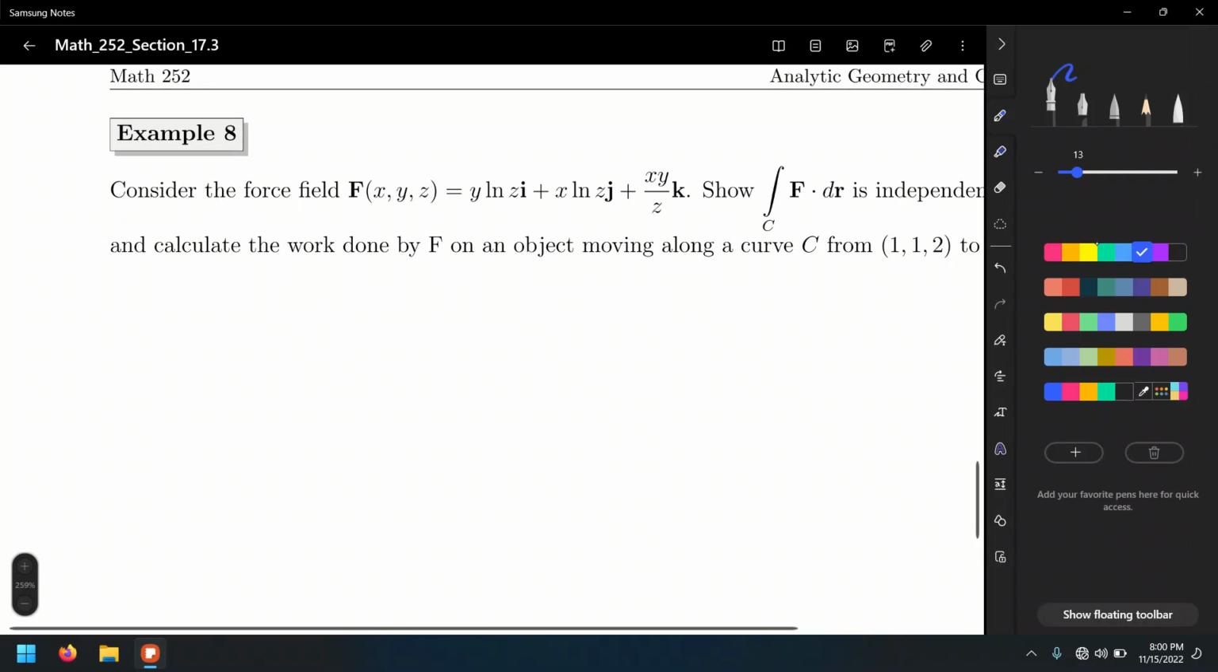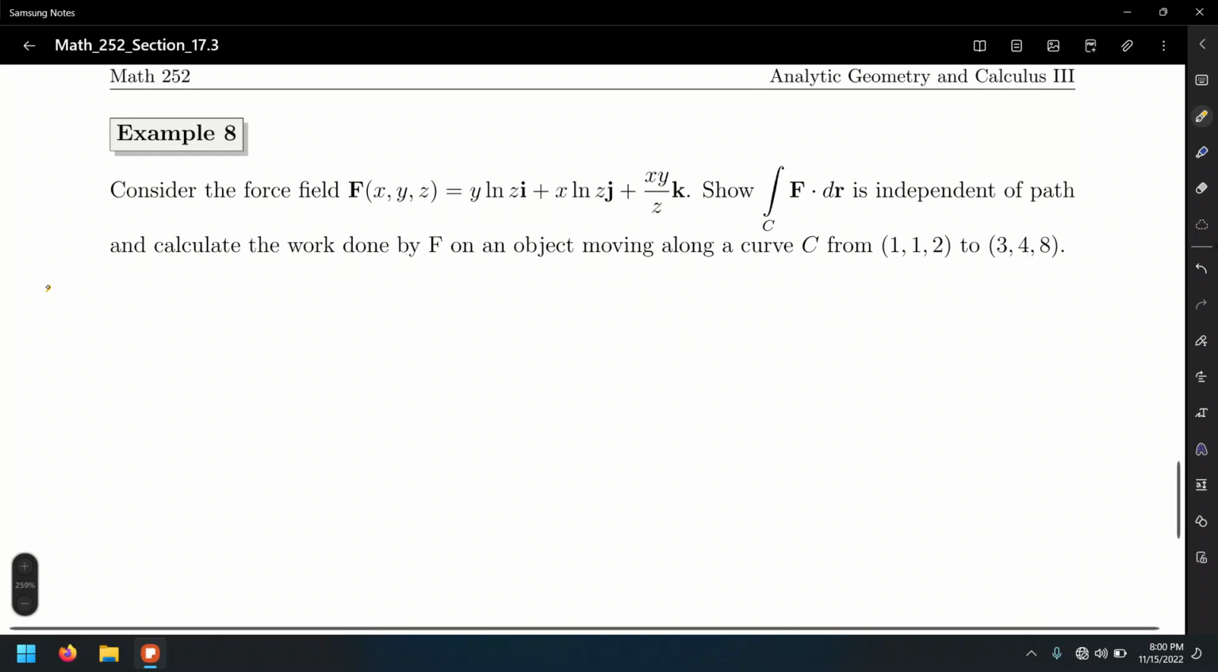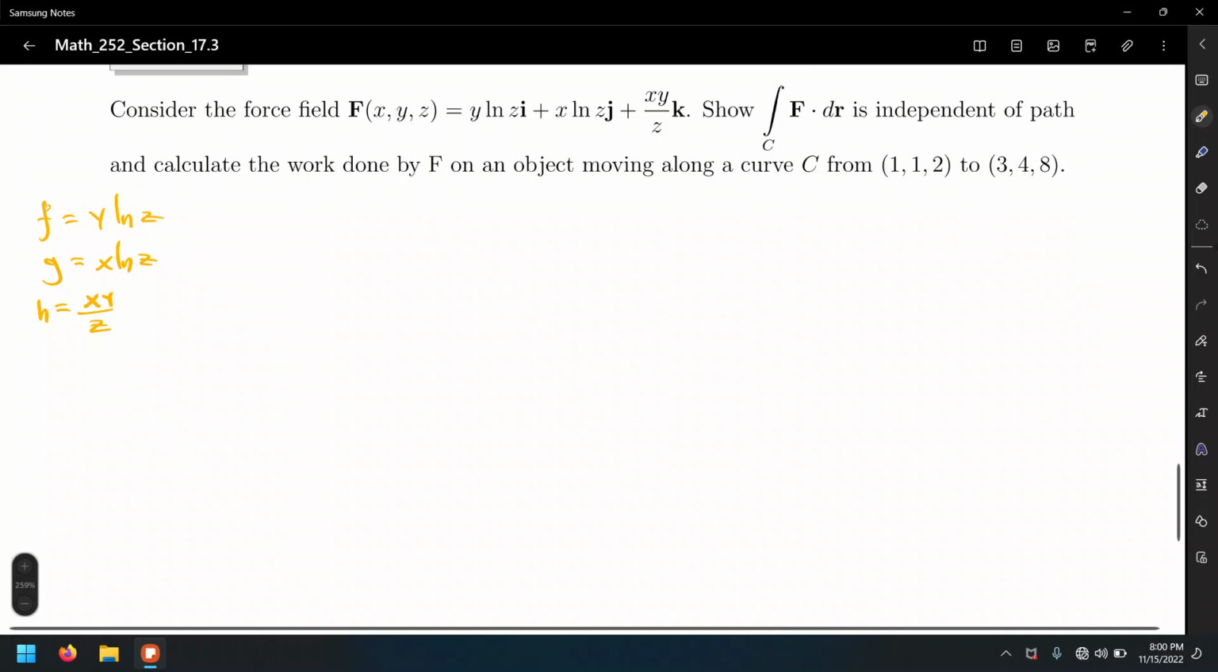So number one, let's list F, G, and H. F is y ln z, G is x ln z, and H equals xy over z. We need to make a test again. We need to test whether this vector field is conservative, and if so, find a potential function and use the fundamental theorem of line integrals. So that's part A.